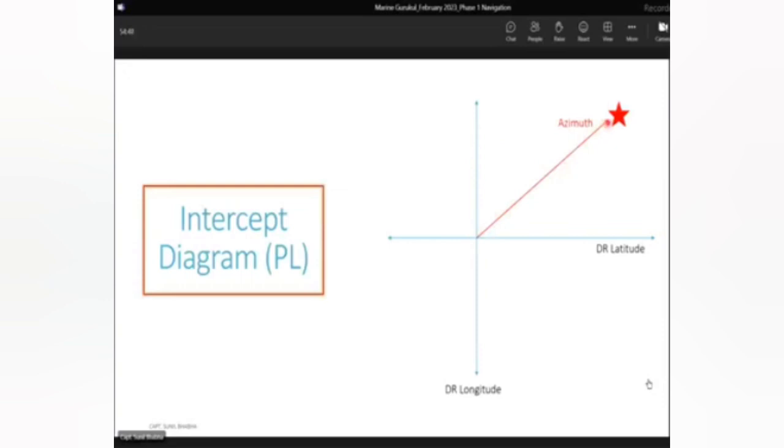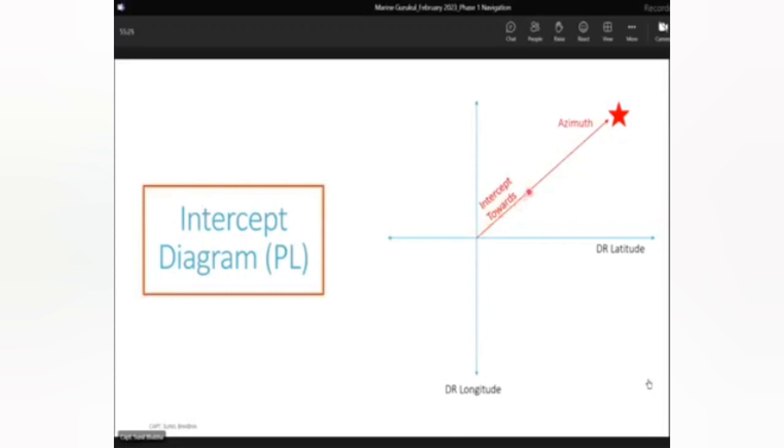Now we have the intercept. Let's assume we have intercept equal to 3 miles towards. So what that basically means is, from the DR position, we go towards the body. And how much distance do we go? We move a distance equal to the intercept, that is 3 miles. So from the DR position, you go towards the body a distance which is equal to the intercept.